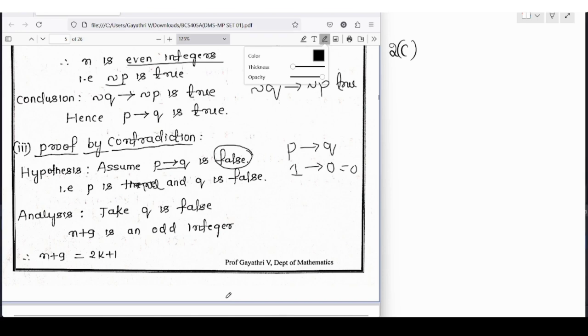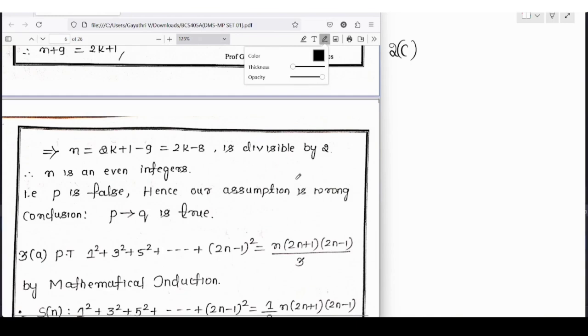Analysis: take Q as false. Q as false means the proposition was that n plus 9 is even, but since it is a false statement, we have to take it as odd. If it is odd, n plus 9 is represented as 2k plus 1. So n value will be 2k minus 8. 2k minus 8 is divisible by 2, so that implies n is an even integer. So P is also false, we are getting.